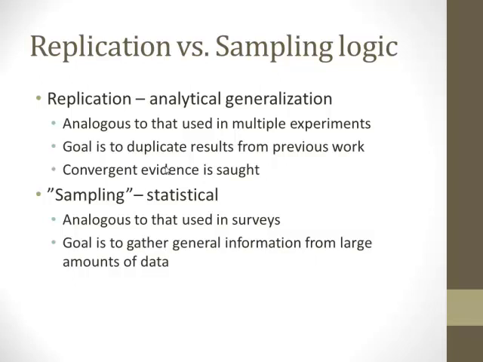The goal of replication type of studies is to duplicate results from previous work. We're trying to find convergent evidence. So if in one study a certain indicator of unhappiness shows to be important, we hope to see that same thing in the next study, so we can start to say something about the role of that factor on unhappiness.